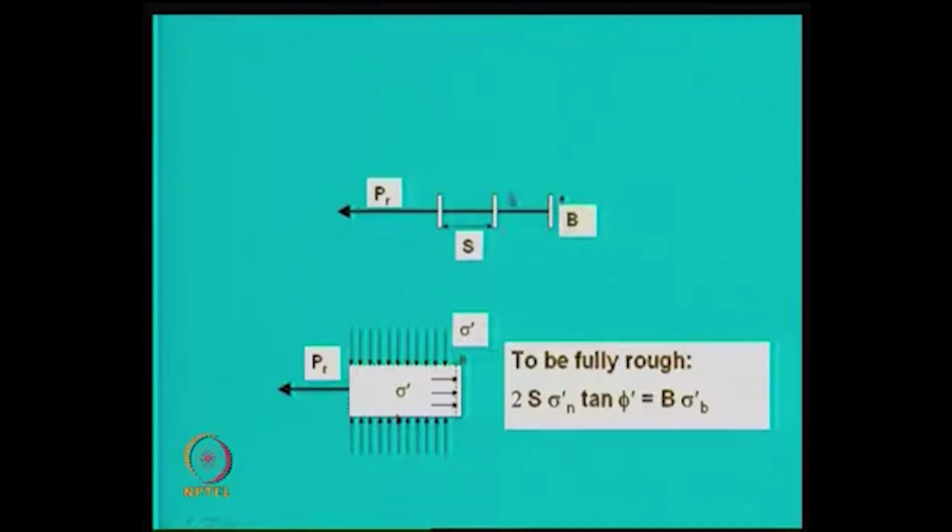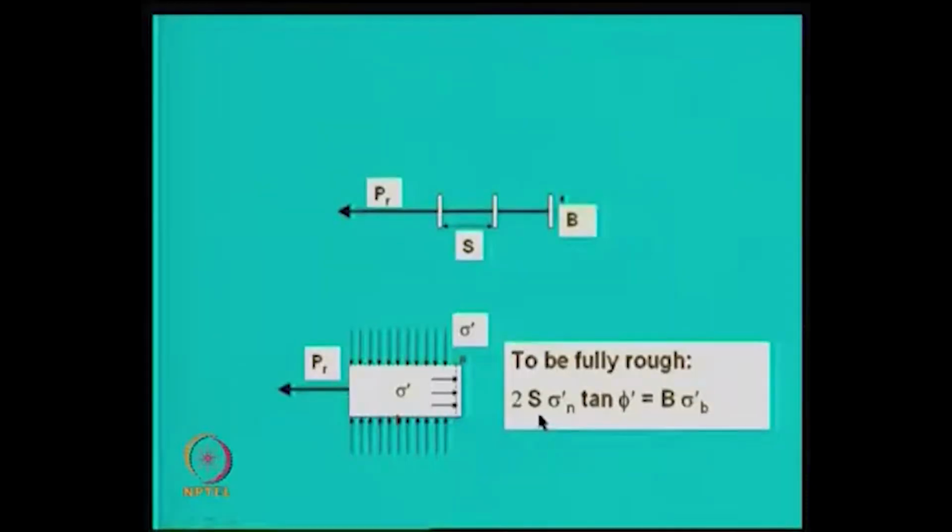We call it a rough footing, in the sense that there is no full effectiveness otherwise. So, what we do is we take two sides, where S is the spacing, sigma n is the vertical stress, and tan phi with sigma B. This is the terminology we use, called rough, otherwise it is smooth, and we try to get back the spacing required based on this.